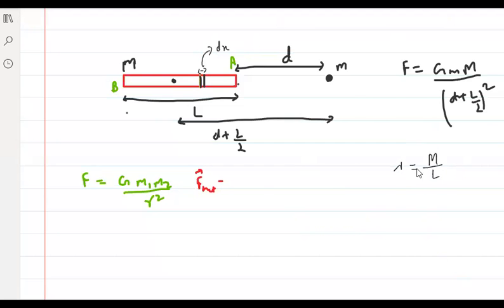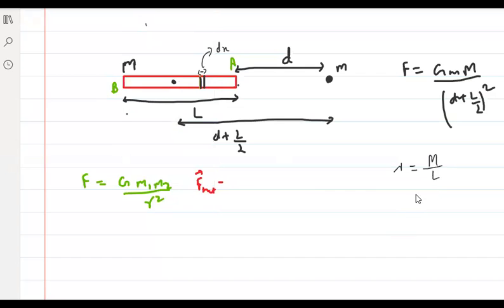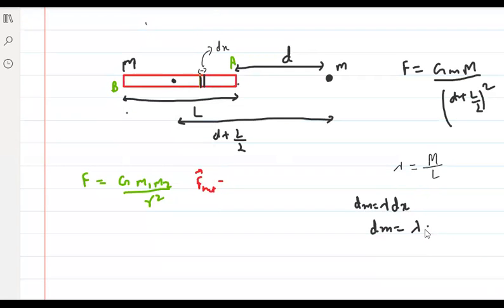This is your linear mass density. Yes or no? It is your linear mass density, which is mass per unit length. Agree everyone? So this is mass per unit length. So for length dx, what will be the mass? Mass dm will be lambda into dx, yes or no? Think about it. So mass dm will be lambda into dx.